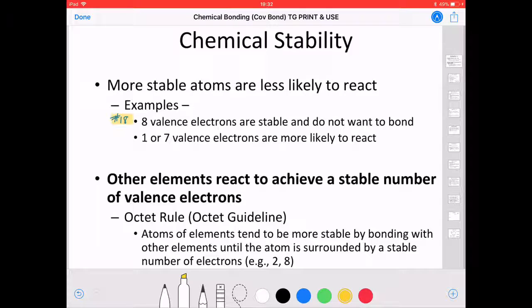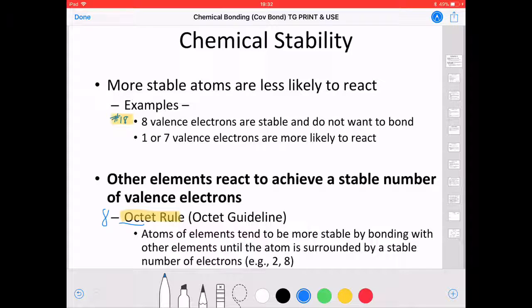So this kind of boils down to what we call the octet rule in science. I'm hoping you recognize the prefix oct, meaning 8, from your prefix and suffix list that you guys are studying. That just means that every atom wants to achieve a stable number of valence electrons. So that's the whole point of bonding in general.